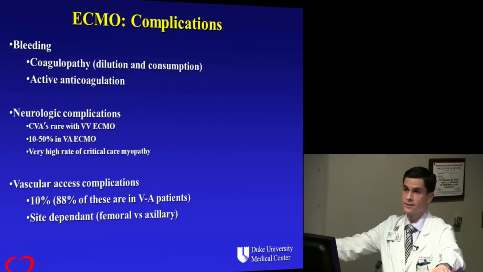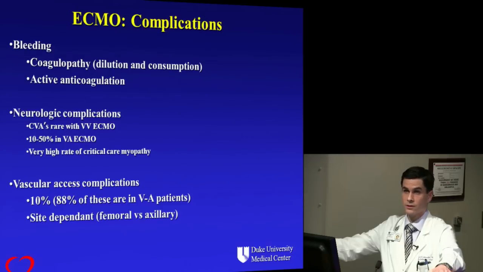We try and run the ACT in these patients between 160 and 180. We're trying to switch to actually PTT-based anticoagulation. But in a patient who is already coagulopathic for other reasons, or who has an open chest, this increases their risk of bleeding significantly.